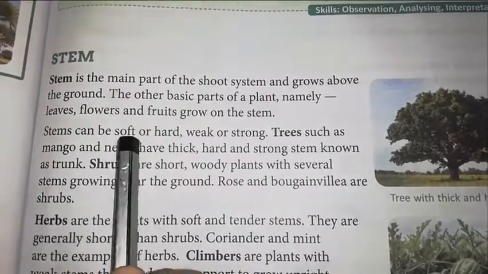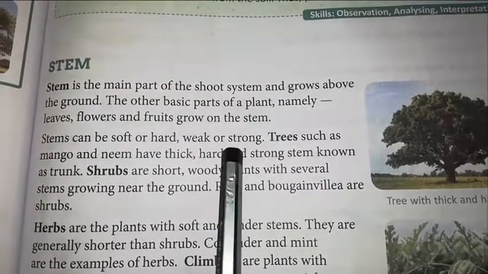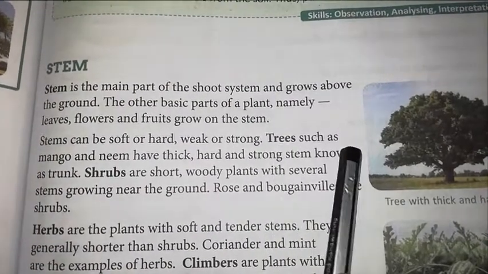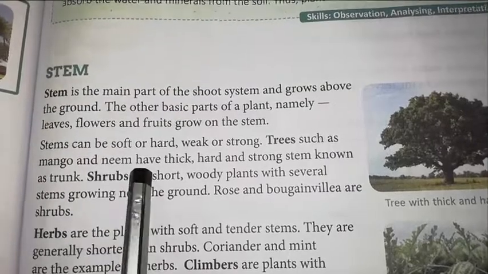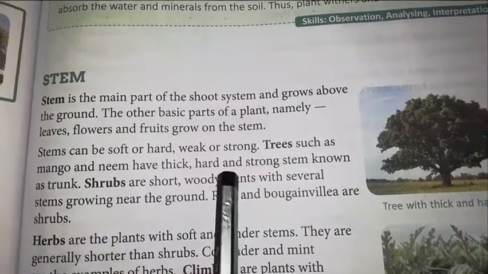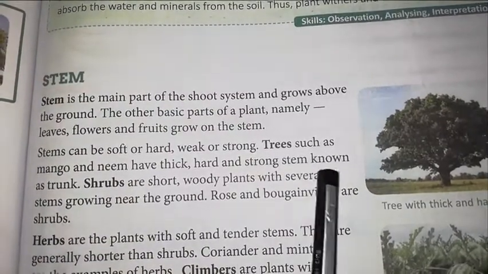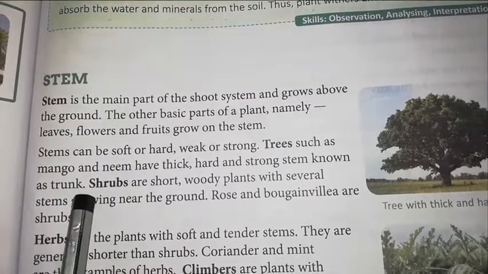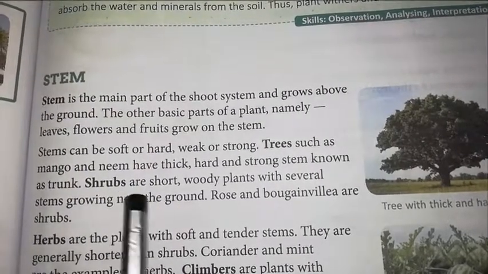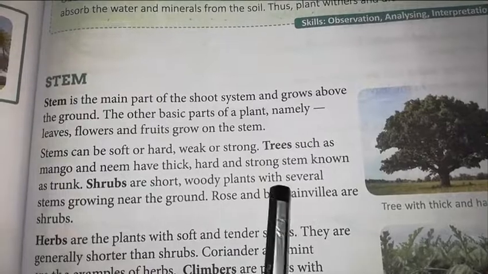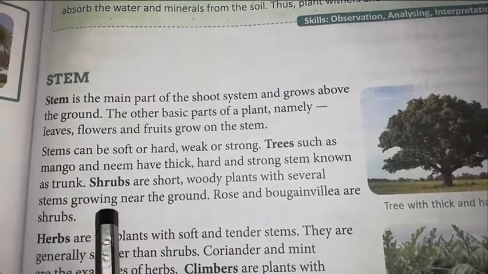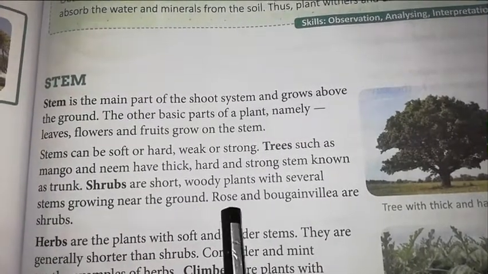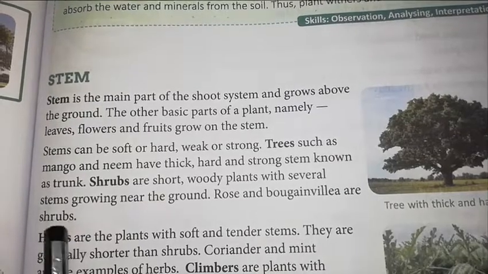Stems can be soft or hard, weak or strong. Trees such as mango and neem have thick, hard and strong stem known as trunk. Shrubs are short, woody plants with several stems growing near the ground. Rose and bougainvillea are shrubs.